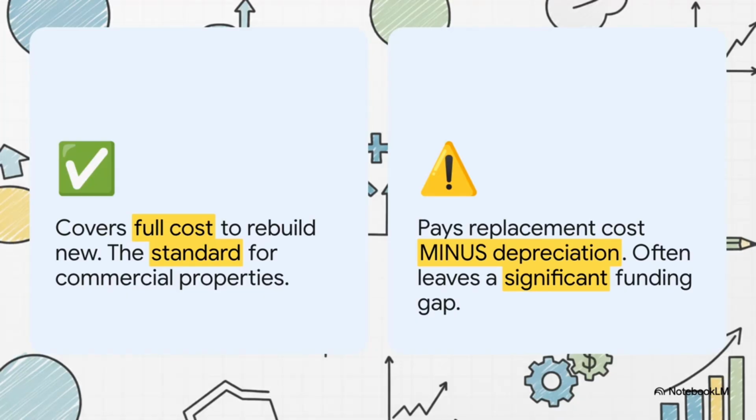If you have a replacement cost policy and your building burns down, you get the money to build a new one. Simple. But if you have an actual cash value policy, you get the money to build a new one minus all that depreciation we just talked about. That gap can be enormous. We're talking about a difference that could literally put you out of business.